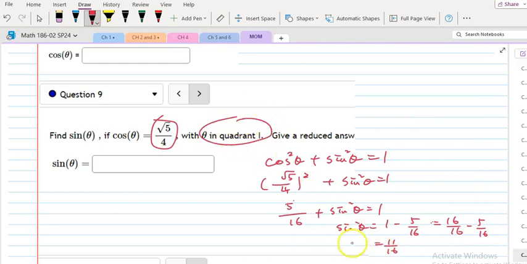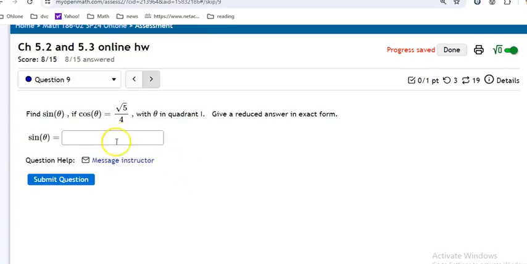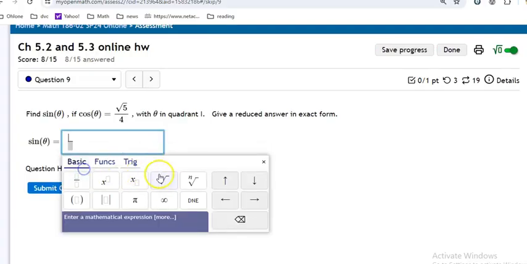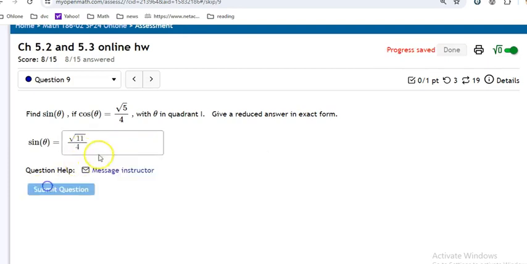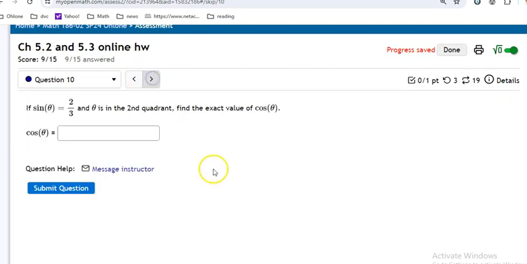This is in quadrant 1. Both of them are positive. So continue over here. That means sine theta equals positive square root of 11 over 16. That is square root of 11 over 4, because the square root of 16 is 4. So I will write square root of 11 over 4, positive. Okay, so this is a similar thing.